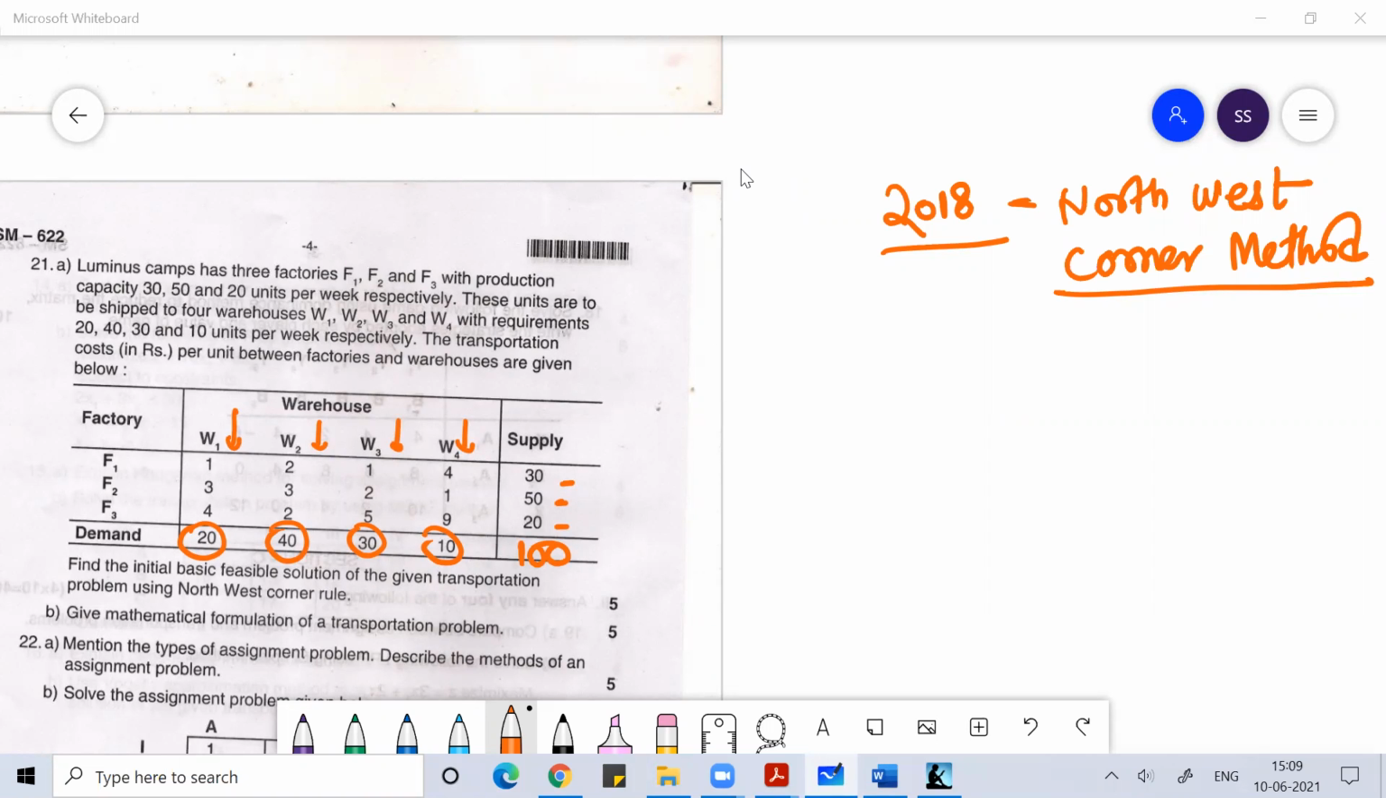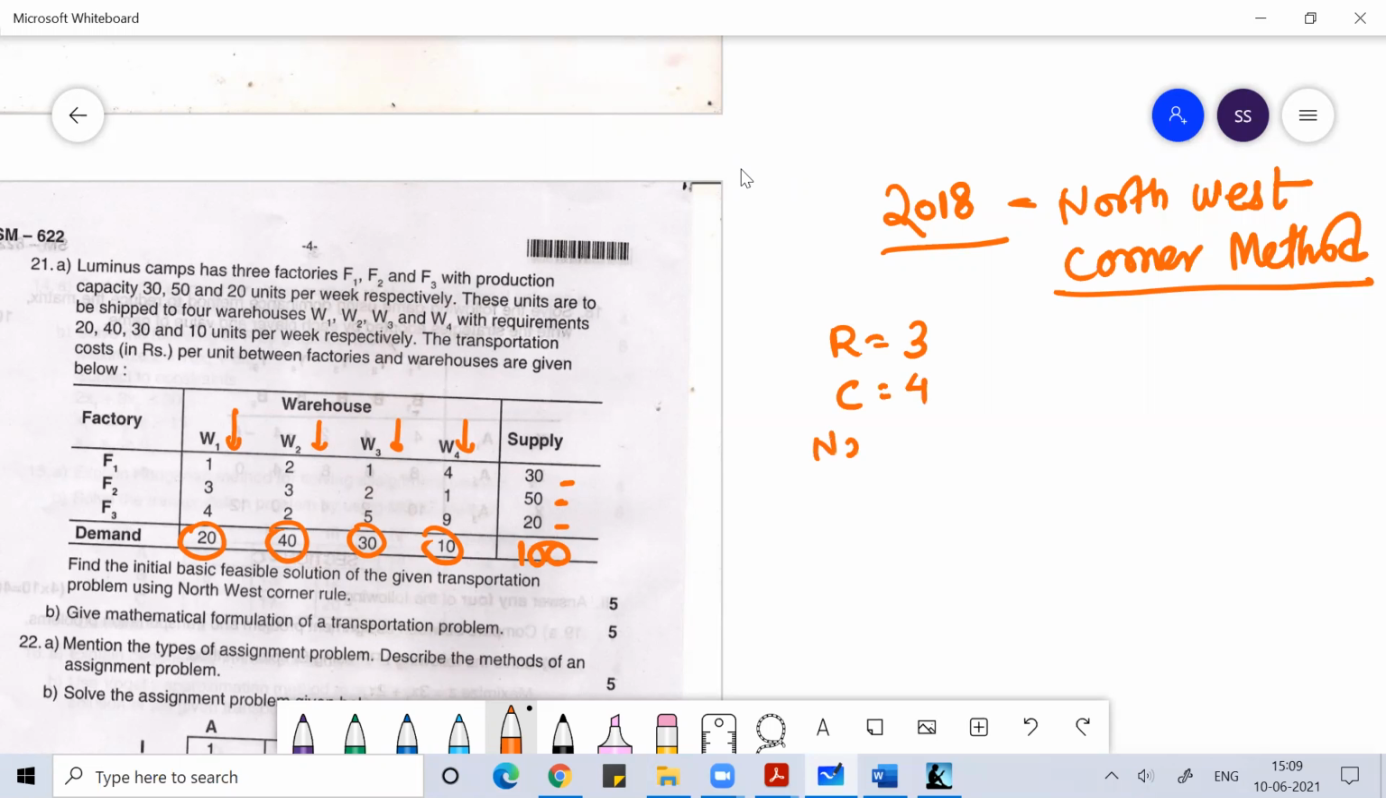Fine. So I need to find the initial basic feasible solution, guys. I don't have to find whether that solution is optimal or not; that we will do henceforth. Right now we are only focusing on the initial basic feasible solution. Okay, everyone. How many rows are there? 3 rows. How many columns are there?